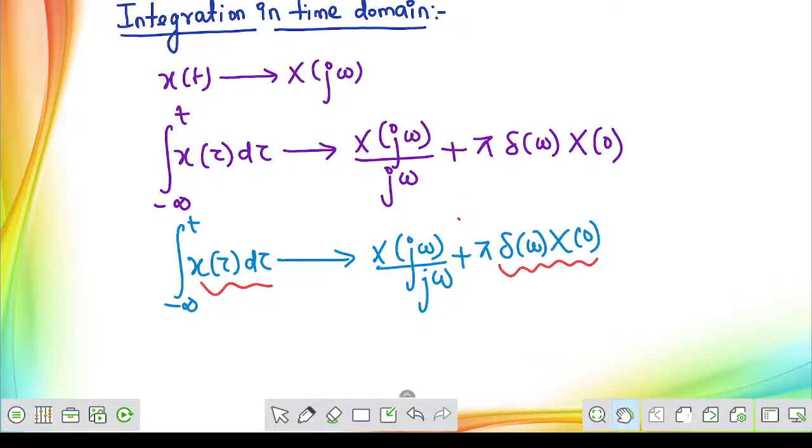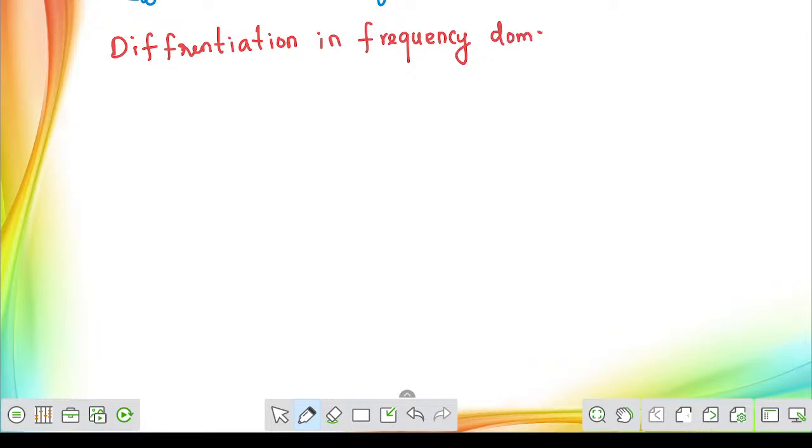Done, sir. Next, let us see the differentiation property in the frequency domain. We have done the differentiation in the time domain. So if I am performing the same differentiation in the frequency domain, see, if you are performing differentiation in the frequency domain, what will be the answer?